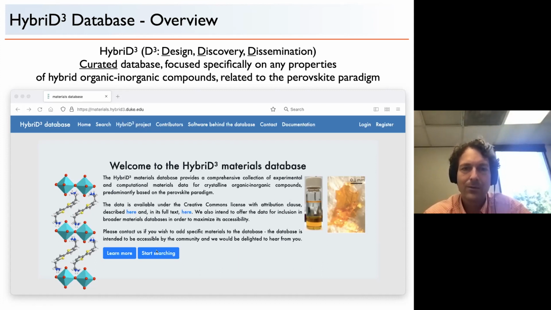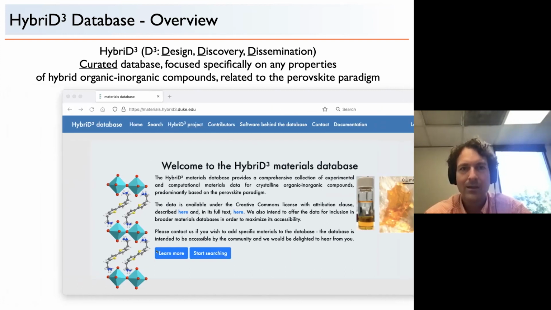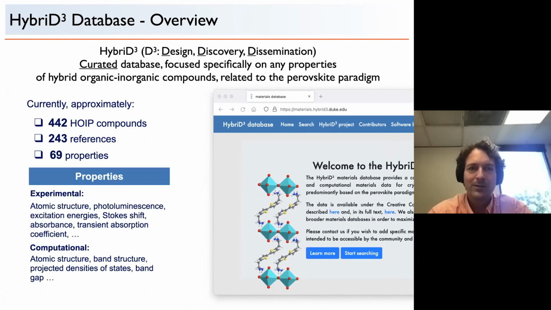And the way to use it is to start searching. We'll come to that in a few minutes. So what have we at this point? Because this is curated and hand-entered, we have about 442 hybrid organic and inorganic compounds in the database from only a few hundred references, but going through the references and pushing through with them is an ongoing challenge. And we have 69 properties, and this, of course, is some volume that we want to increase in the future.